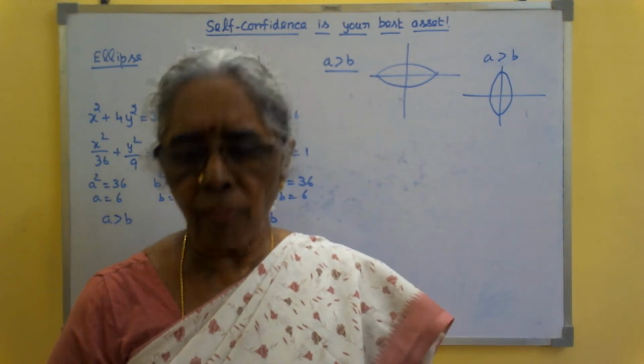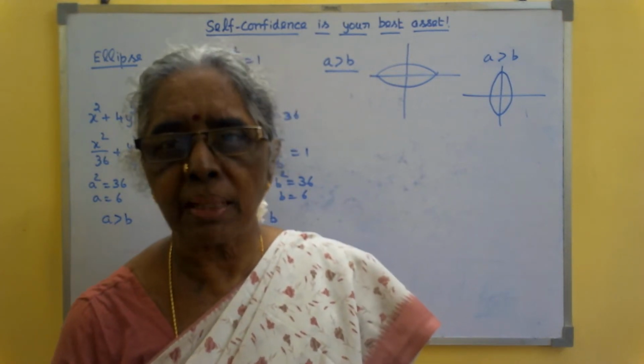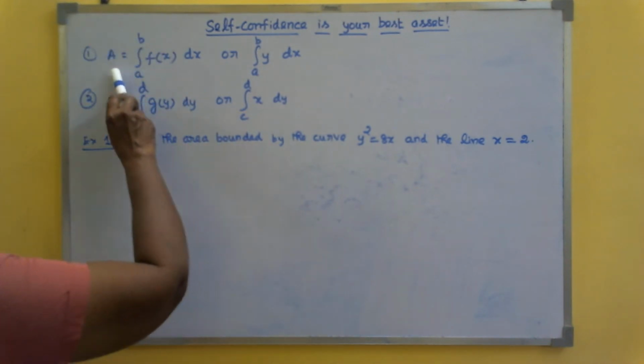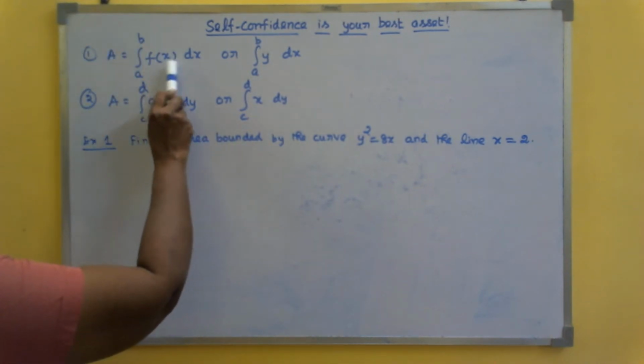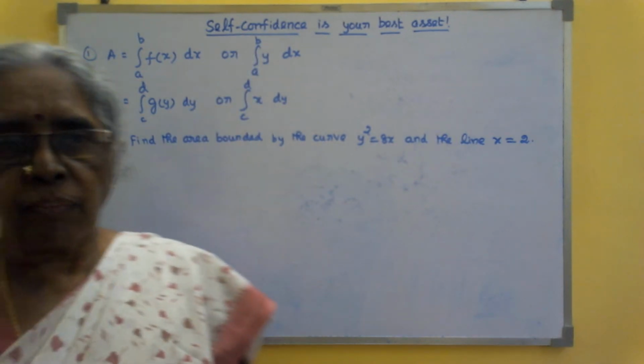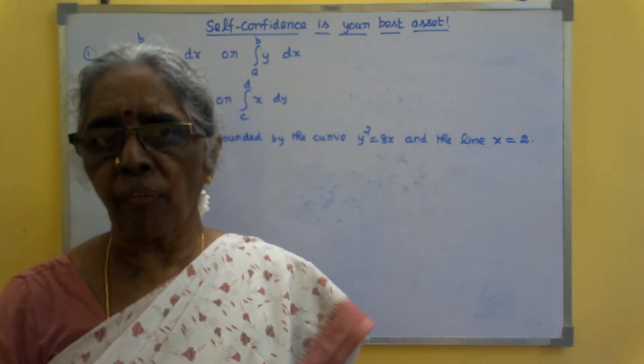Have you understood this identification? Now, we will go to the formula and then a few simple sums, right? Now, let us see the formula. Okay. A is equal to integral a to b f of x dx or integral a to b y dx. A refers to the area, whatever area we want to find out.